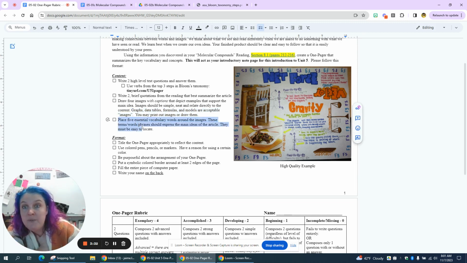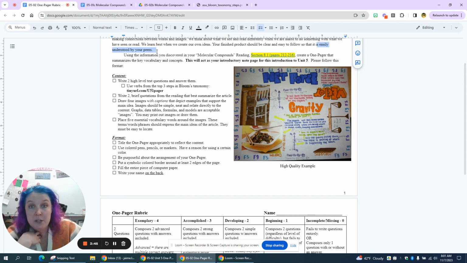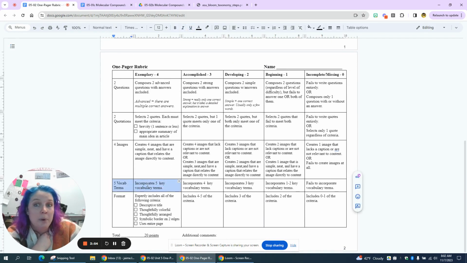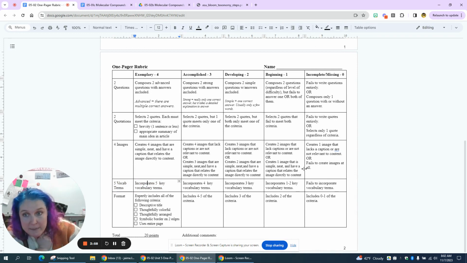Then you're going to place 5 essential vocabulary words around the images. These are terms, words, or phrases that express the main ideas of the article, and they need to be easy to locate because remember, your one-pager needs to be easily understood by your peers, okay? Now, you do not need to define the vocab words. It does not say anywhere in the rubric that you need to define them. You just need to incorporate them, but make sure they are obvious. Your peers should be able to find them quickly.